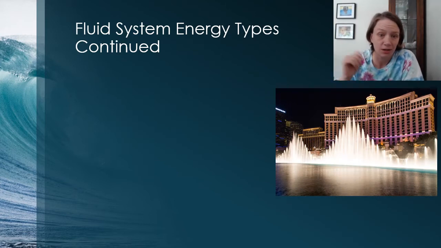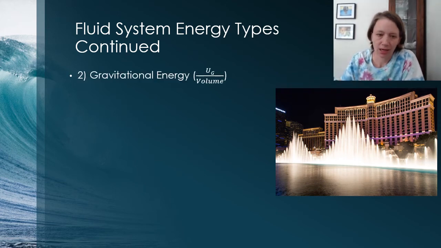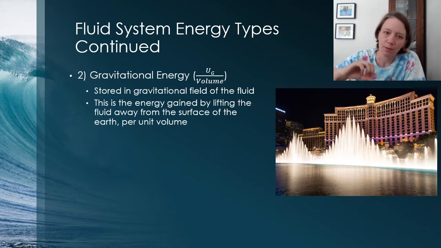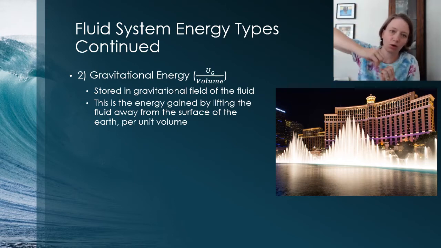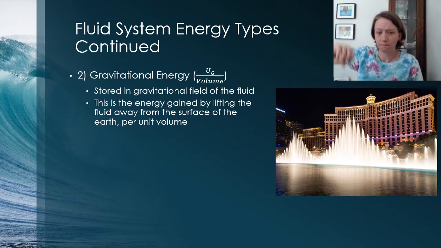So the second kind of energy that you can find in fluid systems is gravitational energy. And we're already familiar with gravitational energy from our review at the beginning of the year, but gravitational energy is energy that is stored up in the gravitational fields of objects as you pull them apart. So as you pull something away from the center of Earth, you store up energy in this gravitational field.